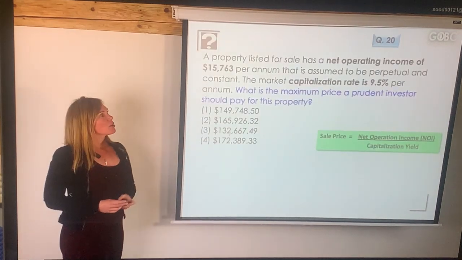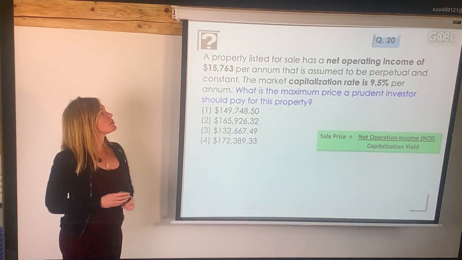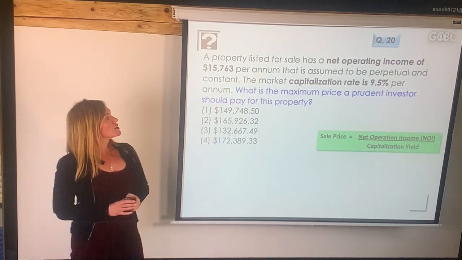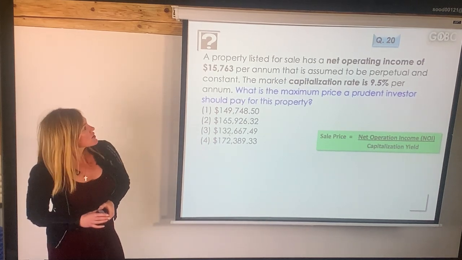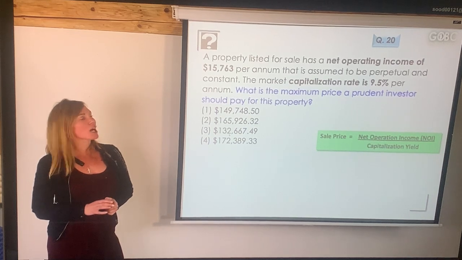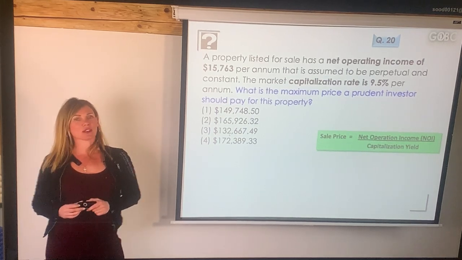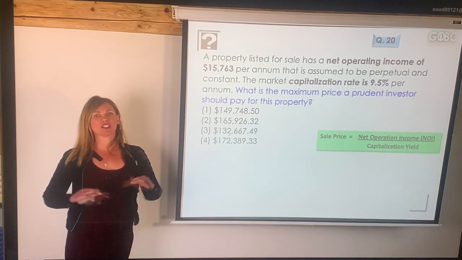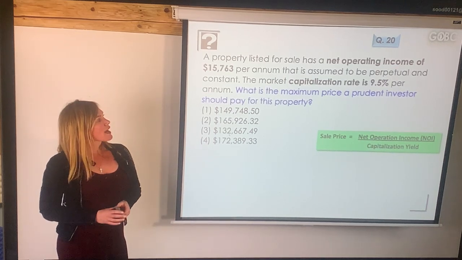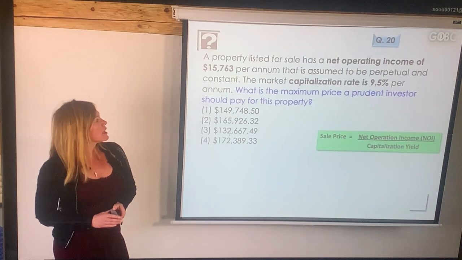Okay. Question 20. A property listed for sale has a net operating income of $15,763 per annum that is assumed to be virtual and constant. The market capitalization rate is 9.5% per annum. Per annum means per year. So if you haven't done the math yet, you will see a lot of math questions with per annum. Per annum means yearly, right? That's all you have to know. What is the maximum price that prudent investors should pay for this property?